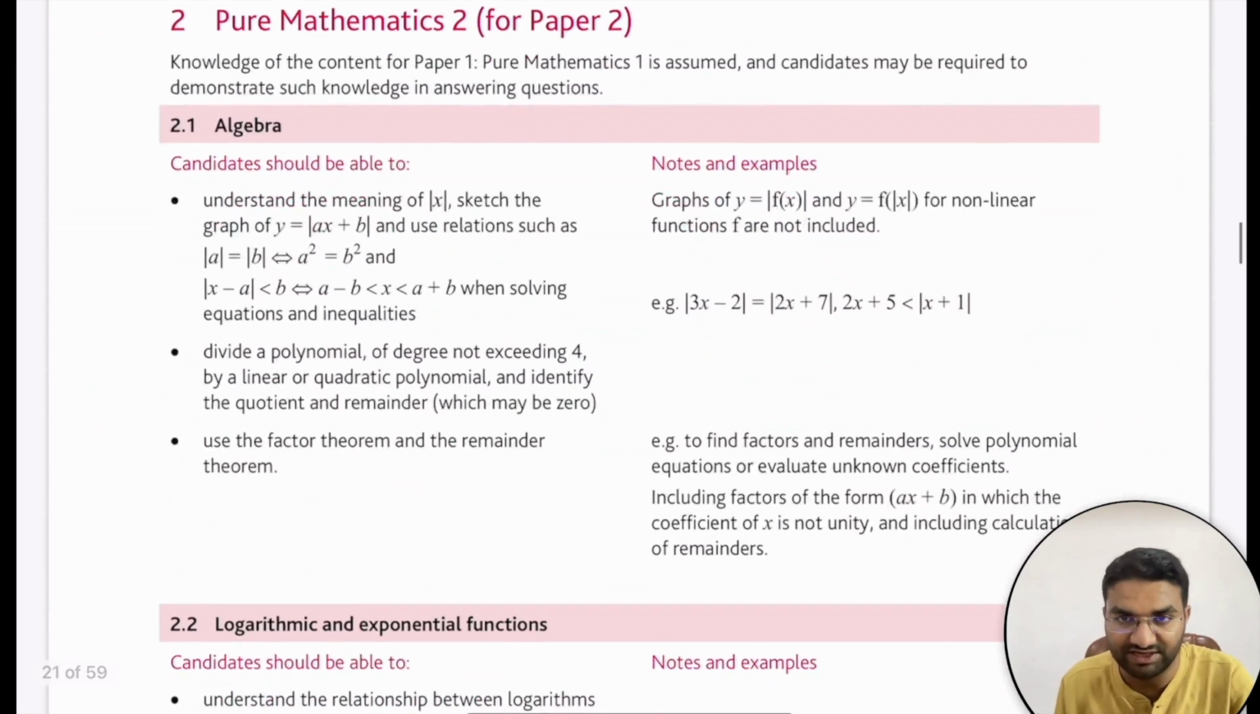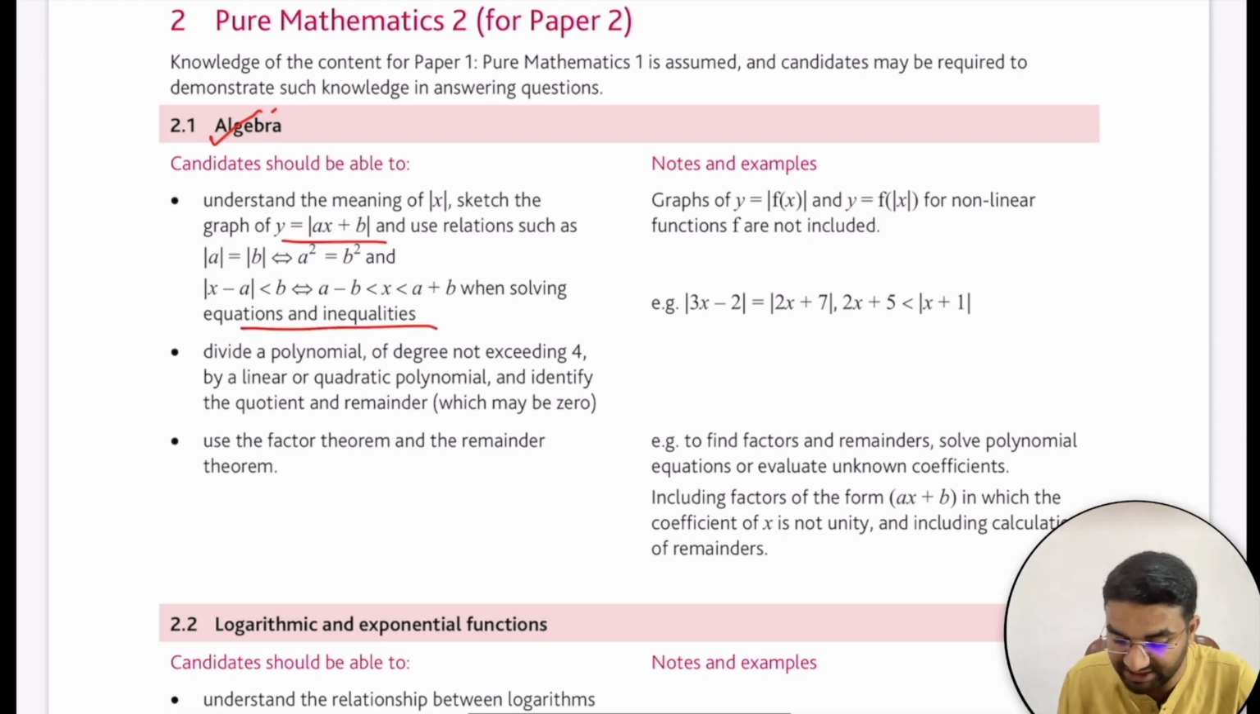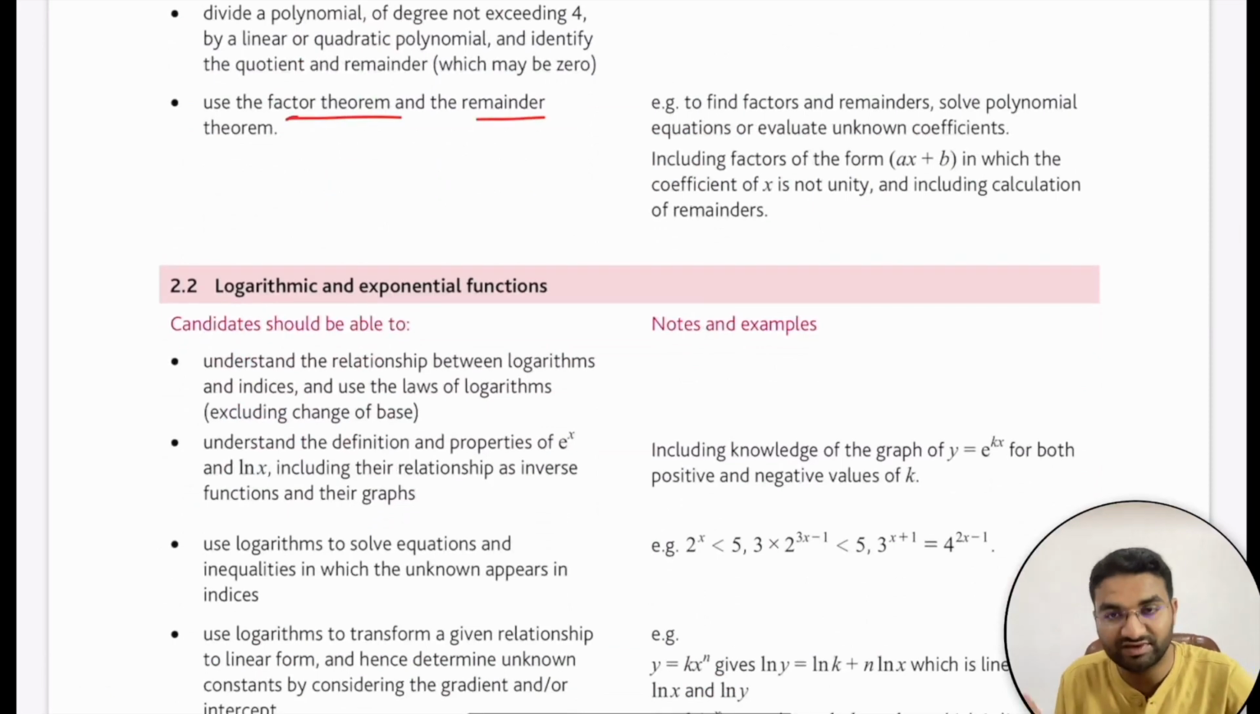Okay, that's it. Fine. Then next, P2: you have algebra. Algebra in P2 and P3 syllabus is the same, except in P3 you have 3 extra topics. Fine. So in algebra you have y = |ax + b|, their graph, inequality. Fine. Then factor theorem and remainder theorem are also there.